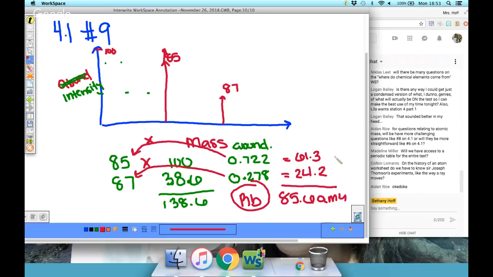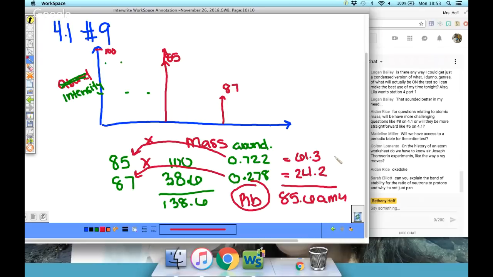Make sure that you understand how to rearrange those equations, because these are simply just rearranging that mean equation that we've looked at, where we have the atomic mass is equal to the sum of the isotopic mass times the percent abundance, and adding those all together.